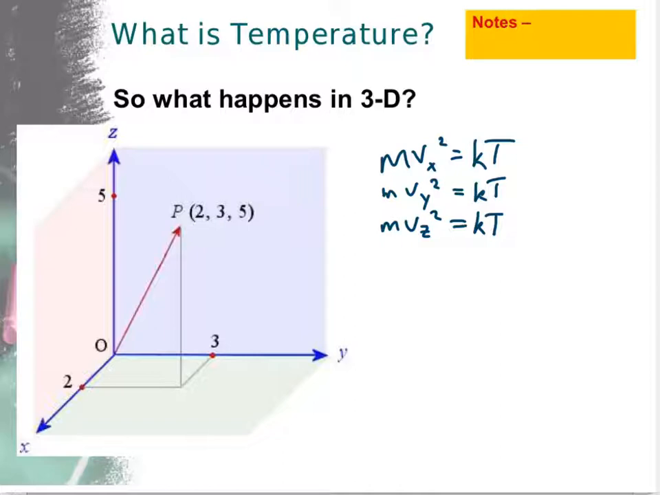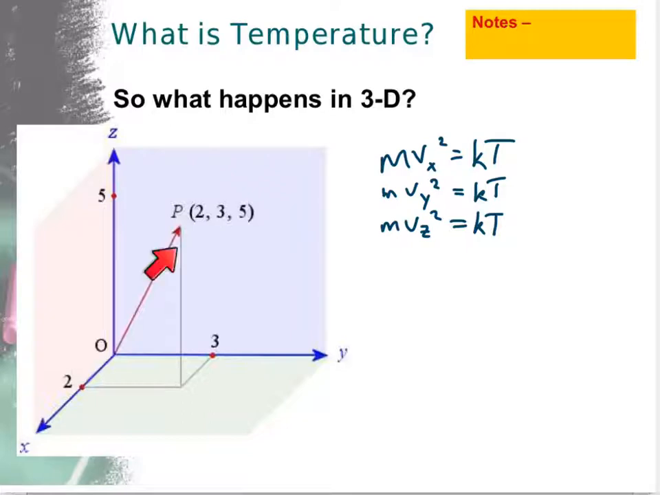Well, in reality, the velocity of a particle is going to have an x component, a y component, and a z component, just like this vector has an x component, a y component, and a z component. The question is, can I somehow use this information to tie that in with the speed of this particle? Well, in order to do that, I am going to use a little bit of trigonometry here.